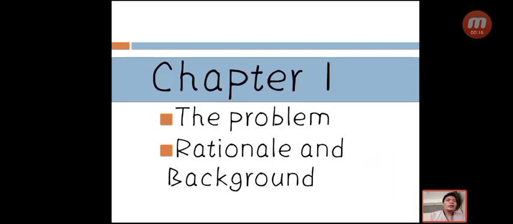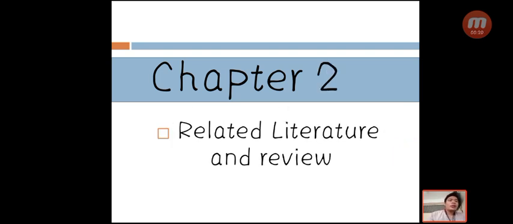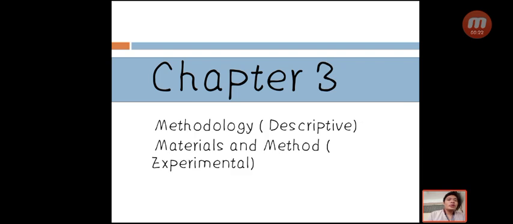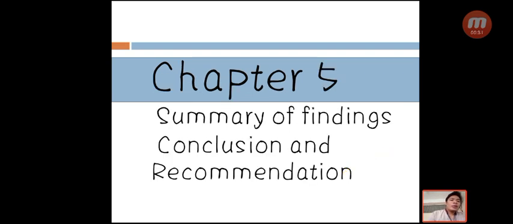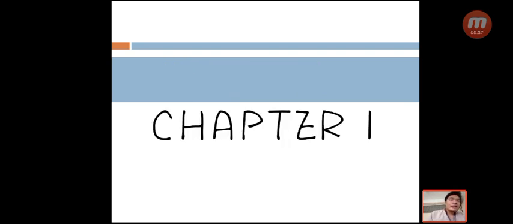So chapter 1, it talks about the problem, the rationale and the background. Chapter 2, the related literature and review. Chapter 3 is the methodology, materials, method, and experimental. Chapter 4 is the results and discussion. Chapter 5 is the summary of findings, conclusion, and recommendation. So first up is chapter 1.